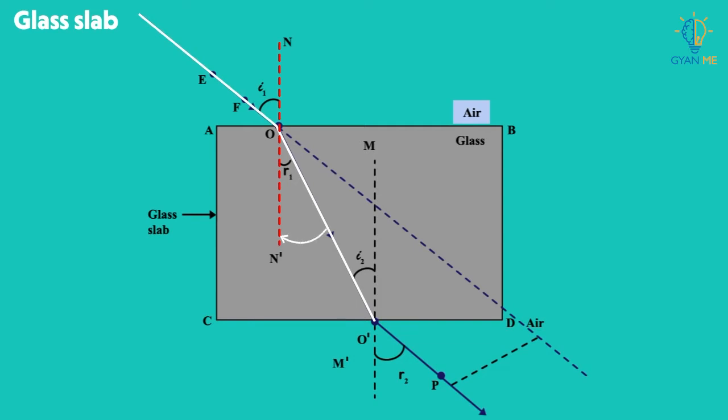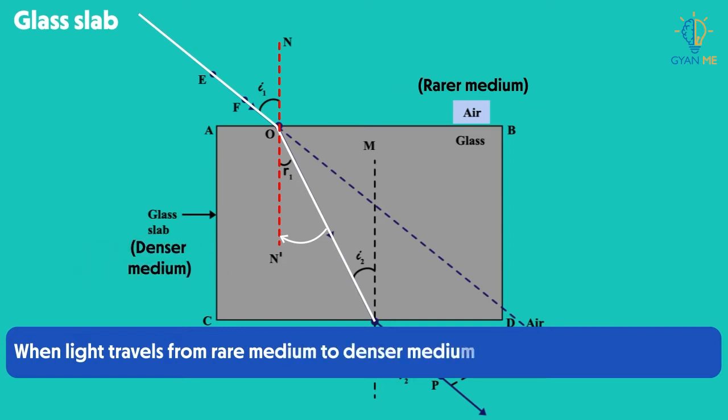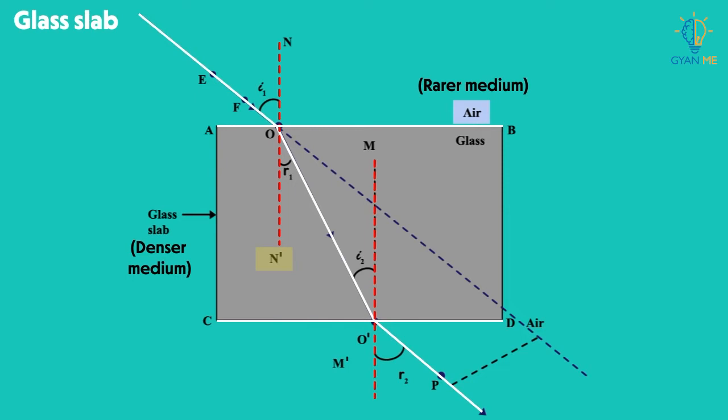surface, it bends towards the normal here like this. This is because we know that when light travels from a rarer medium to a denser medium, it bends towards the normal. And then when it goes out from the second surface at this interface, again it bends away from the normal. So technically, the refraction at this interface cancels out the refraction at the second interface. Because both the surfaces of the glass slab are parallel to each other.